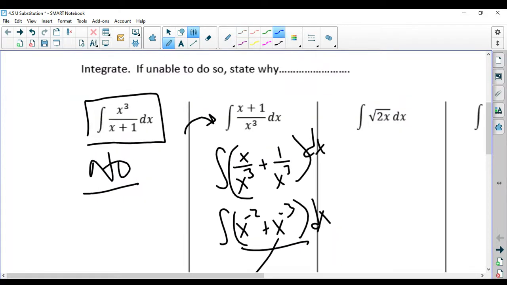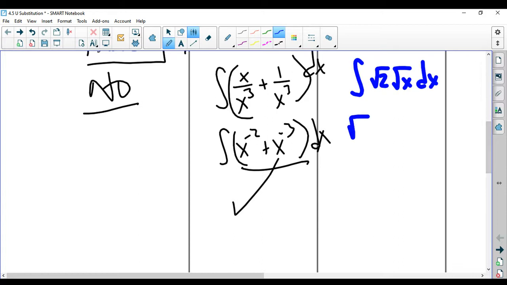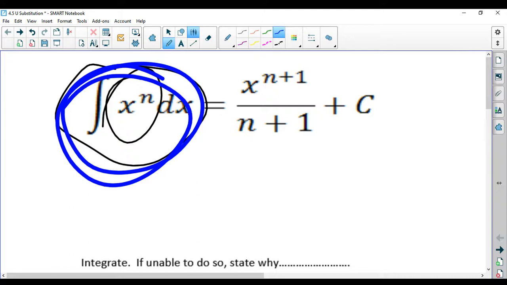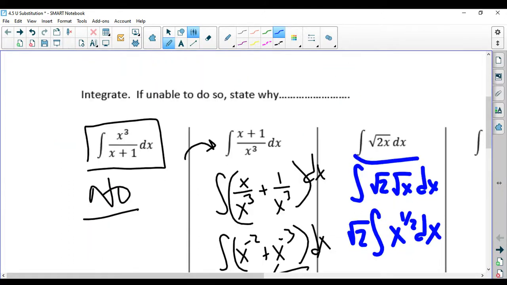The next function, well, it looks a little bit complicated. It's not x to a power, it's really 2x to a power. But if you remember, you can multiply square roots together, so you can also set it up like this. Square root of 2 is a constant, and the square root of x is x to the 1/2, and that's exactly this. So we can do this one.